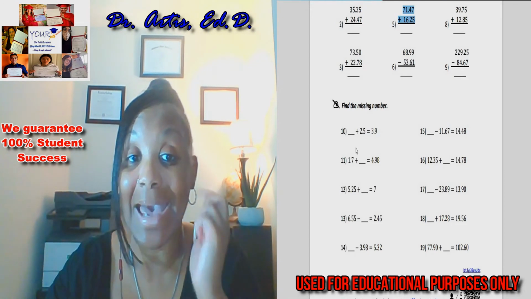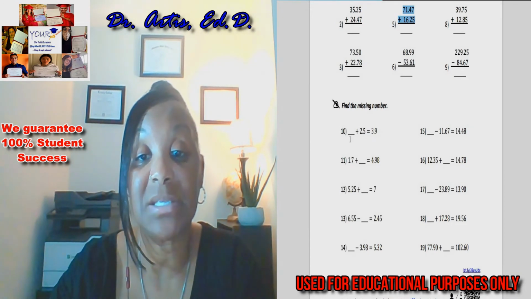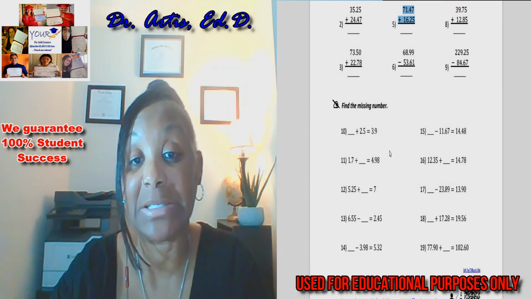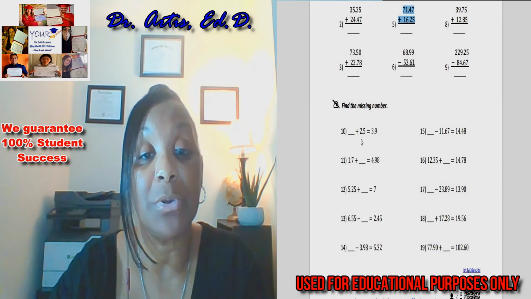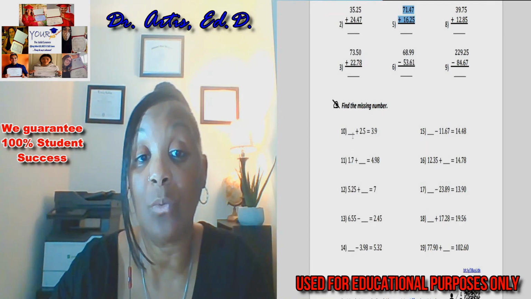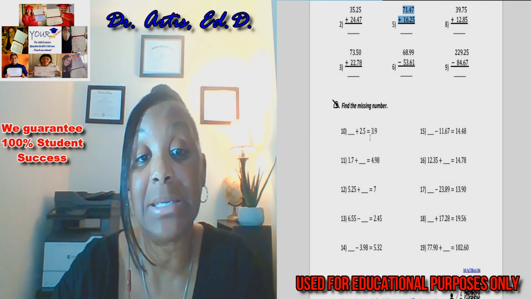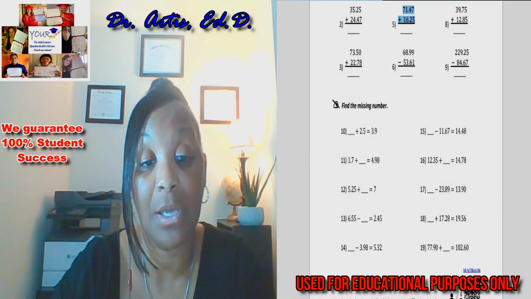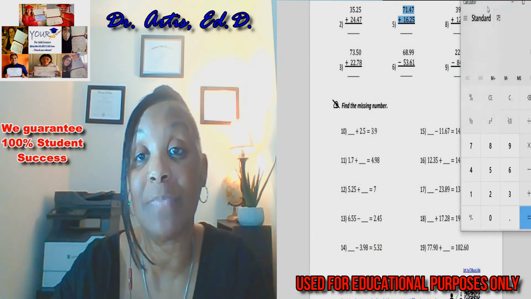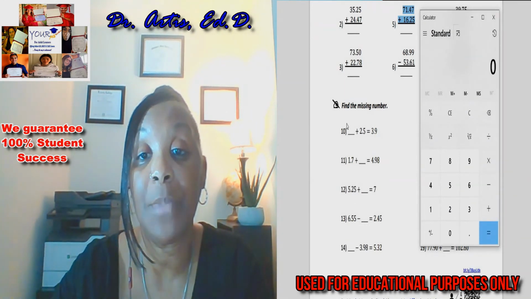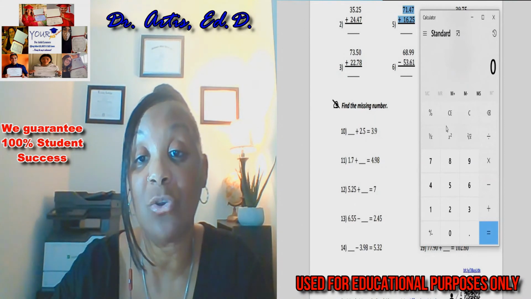So let's look at number 10 and number 17. For number 10, we have a missing number here. We don't know what it is, but we have plus 2.5 equals 3.9. The way you find the missing number here is by subtracting. You're going to take what you have, and I'm going to use my calculator for this one.